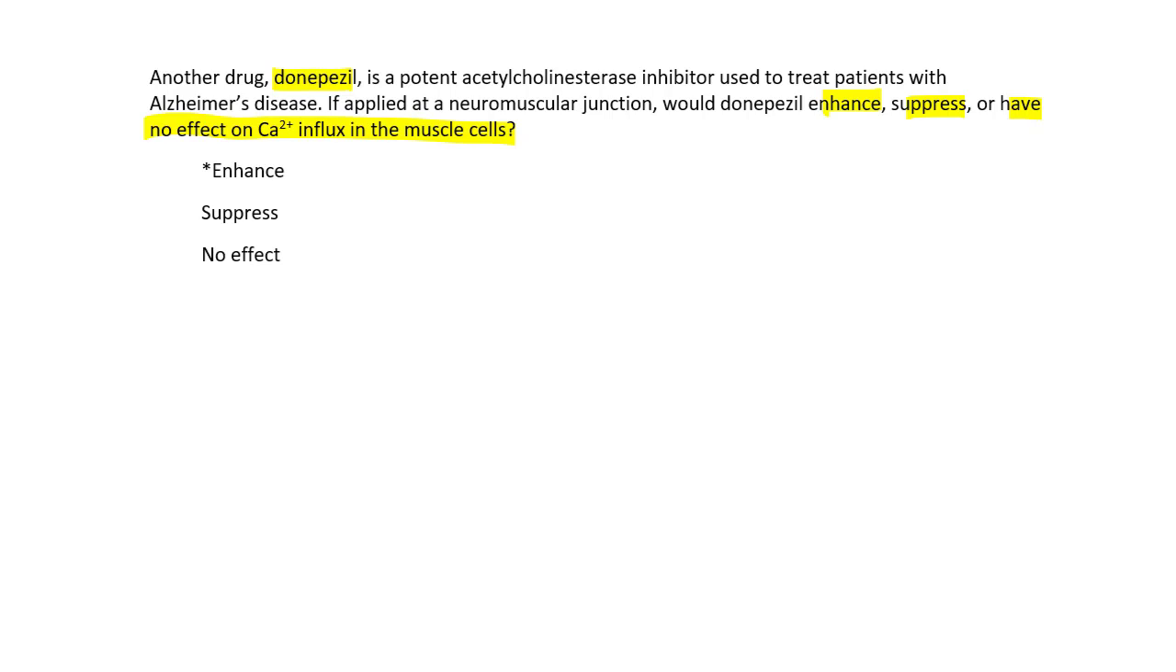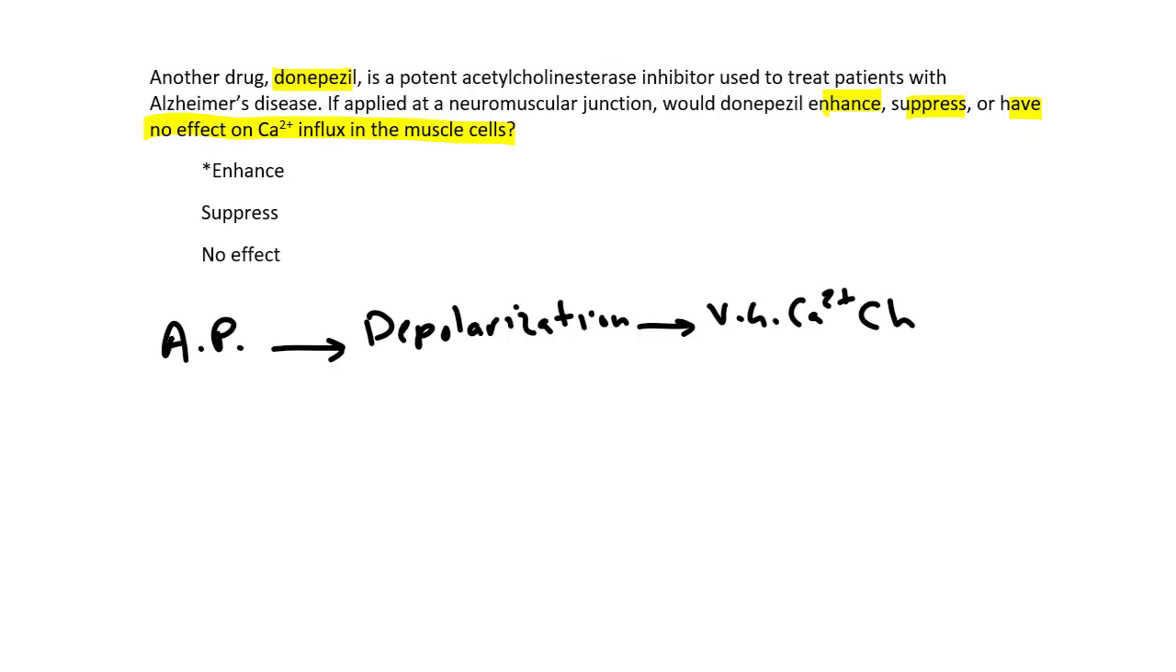how muscle contraction occurs. So we have an action potential, which arrives at the presynaptic membrane. That leads to depolarization of the presynaptic membrane. And this leads to voltage-gated calcium channels opening. Remembering that all these arrows are activation steps. And this leads to acetylcholine release into the synaptic cleft. And of course, these acetylcholine concentrations in the synaptic cleft are inhibited by acetylcholine esterase.